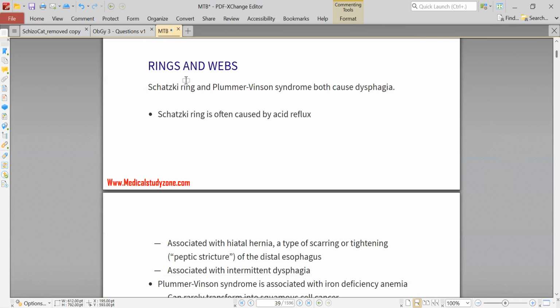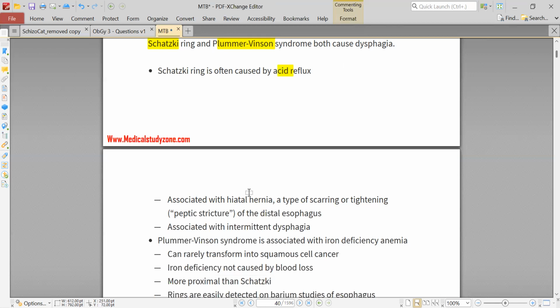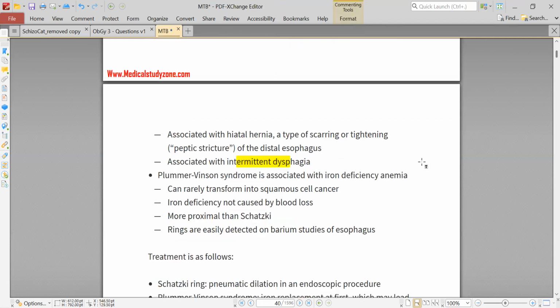Rings and webs, this is super important. Plummer-Vinson syndrome is going to cause a web, and Schatzki ring is going to cause a ring, a mucosal ring. Both will cause dysphagia. The Schatzki ring is caused by acid reflux, associated with hiatal hernia, scarring, as well as tightening. There is going to be intermittent dysphagia, where sometimes the patient has dysphagia.